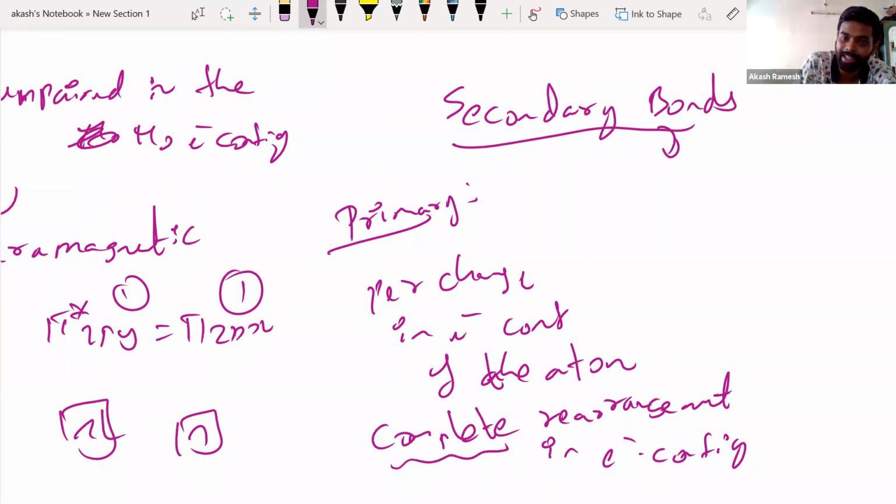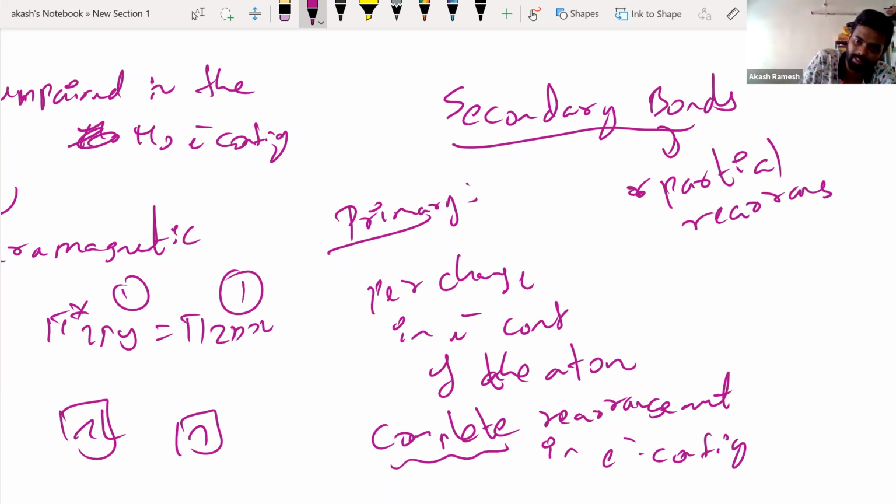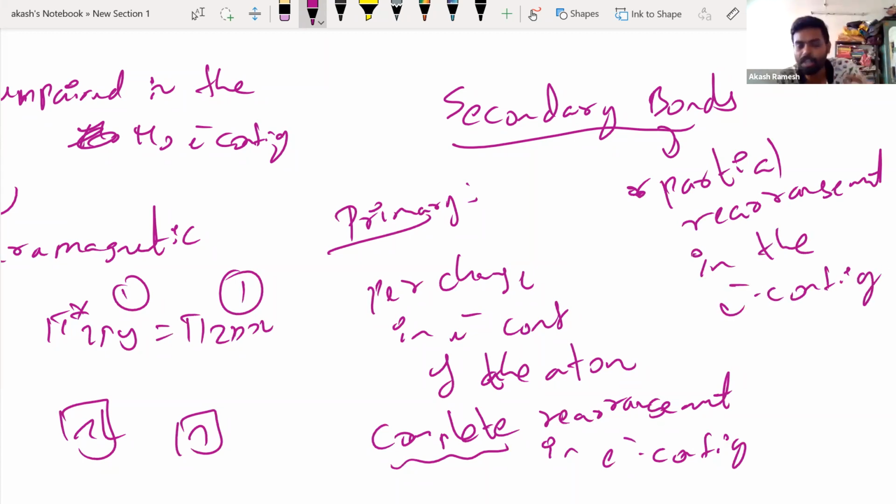We can tell that in the case of secondary bonds, it is going to be a partial rearrangement in the electronic configuration. The electron is not completely lost, completely gained, or completely shared. It is somewhere hanging in between in the case of secondary bonds, and that is why secondary bonds are weaker than primary bonds.